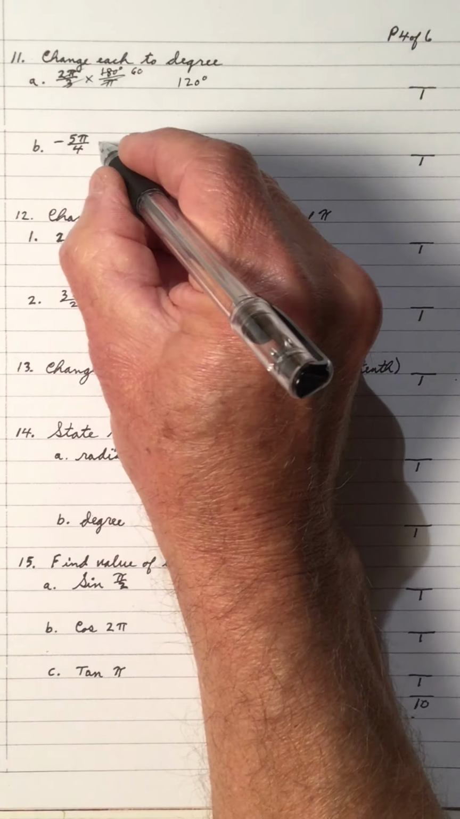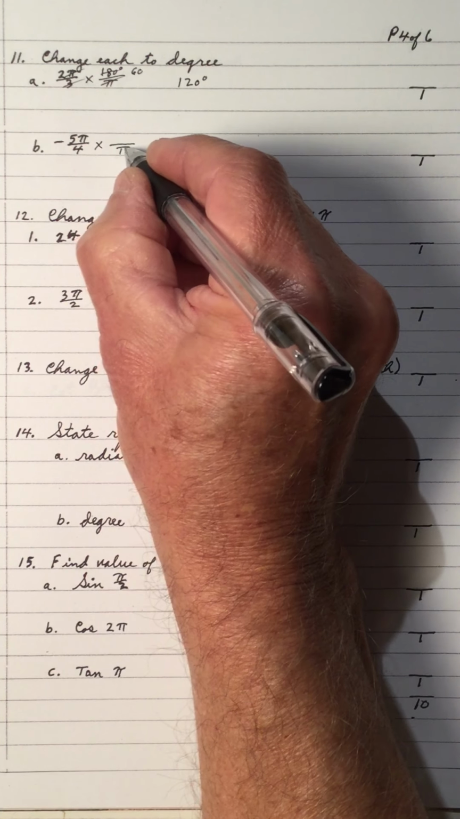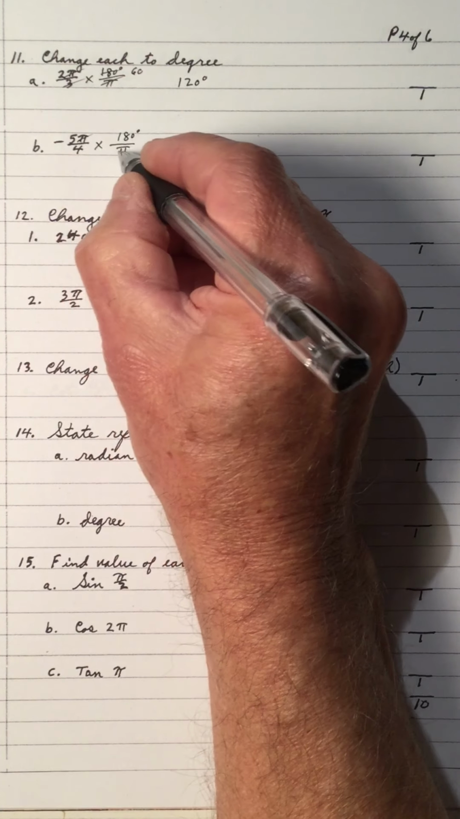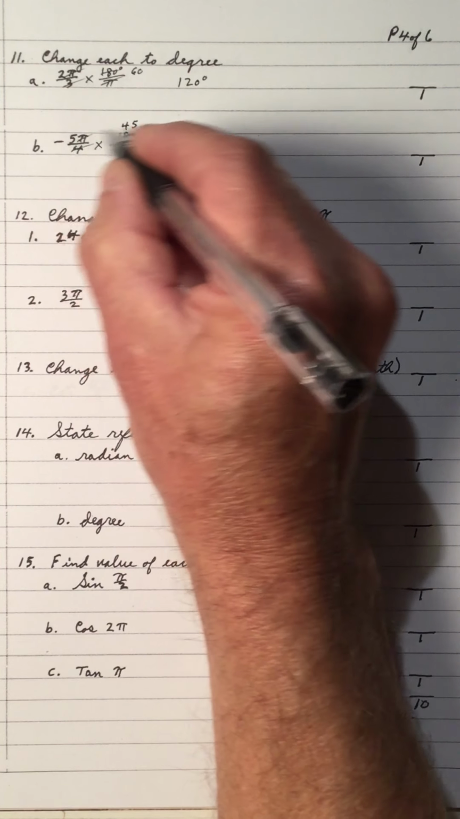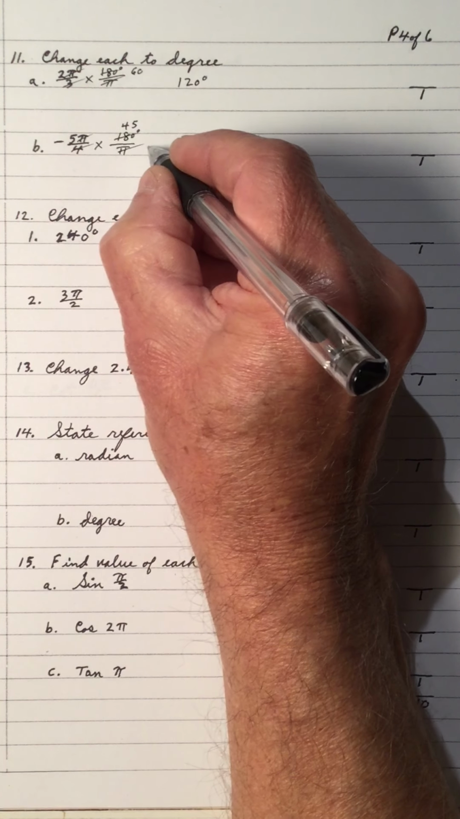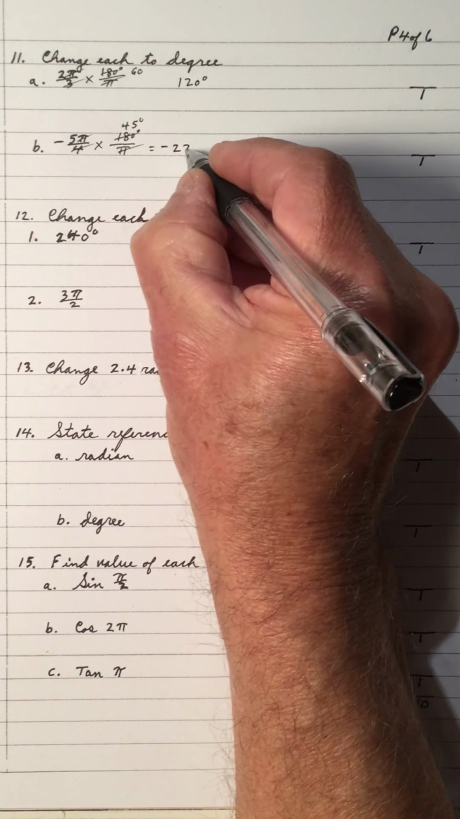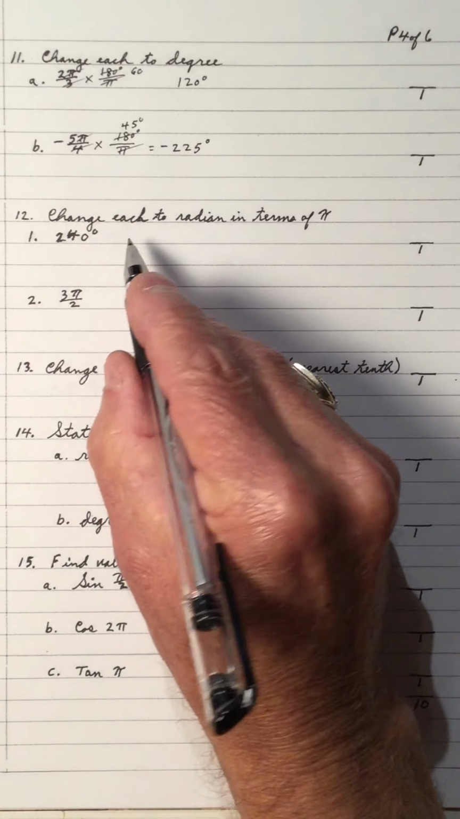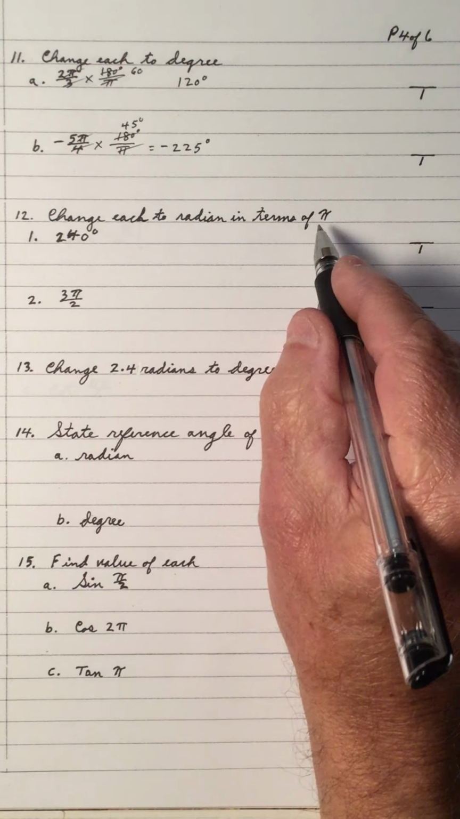Give yourself a mark. Again, you've got radians on the top, so you have to have radians on the bottom to cancel out. So the pi's cancel. 4 into 180 goes 45. And negative 5 times 45 degrees gives you a negative 225. Give yourself a mark.